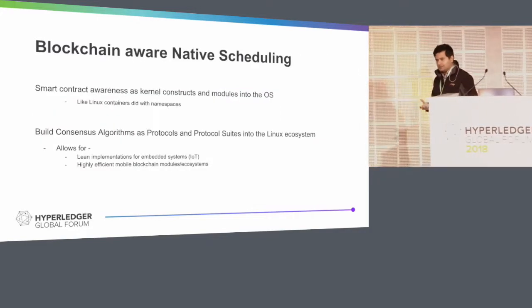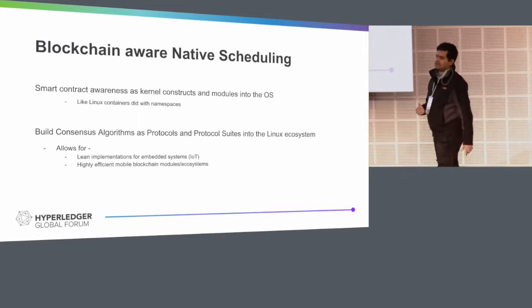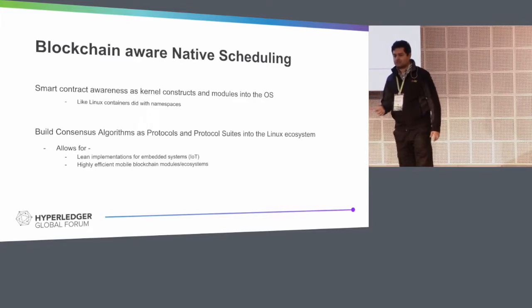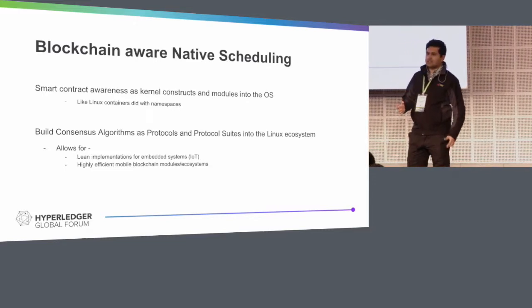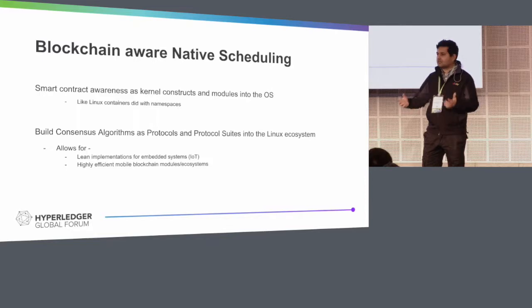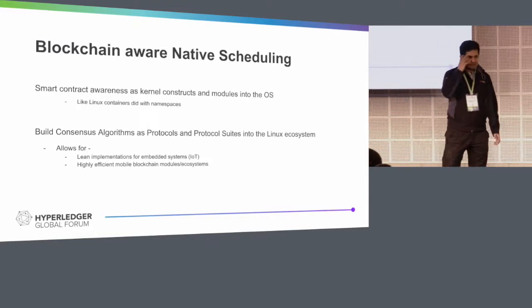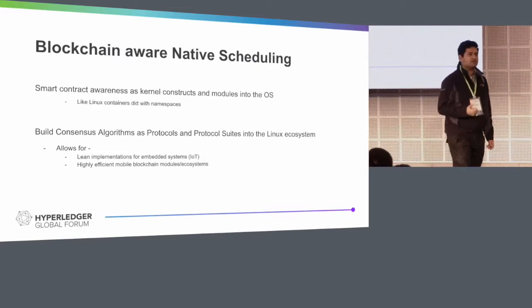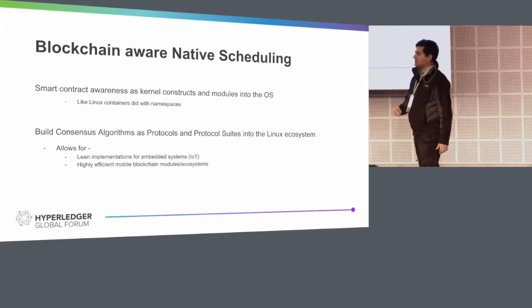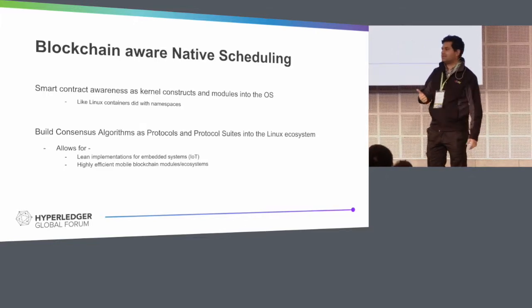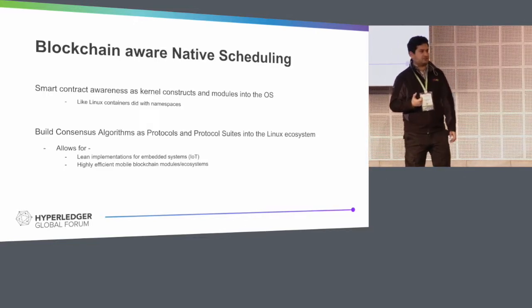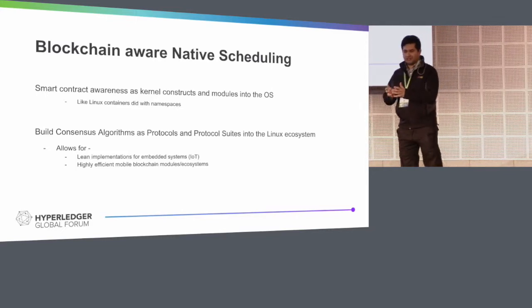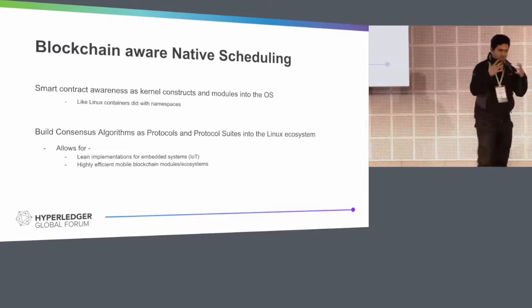Now, let's look at blockchain-aware native scheduling. What this really proposes is to build smart contract awareness into the kernel itself as kernel modules and/or constructs. Like Linux containers did this with namespaces. It built the building blocks that made it possible to build containers. Linux did that. Similarly, think in similar terms when it comes to the blockchain. You build things like consensus algorithms as protocol suites into the kernel itself, and you'll have full native support on every system out there. Think about embedded systems. They'll have lean implementations of these. Think about security. There are already products coming out with secure wallets on the blockchain, but this goes way beyond that. This is part of a paradigm.